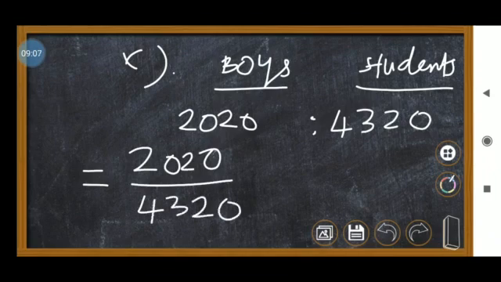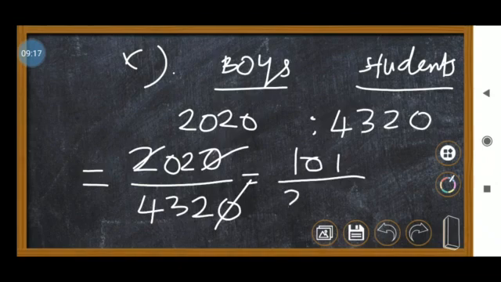If we find the ratio between the two, 2020 divided by 4320. Okay, so this 10 10 cancel, and the remaining you have to divide. 1 2s are 2 and here 0 and 1 divided by 2 2s are 4 and 16 2s are 32. So any other table will not come. So 101 is to 216. So this is the correct answer. Okay, so this is the answer for this question.